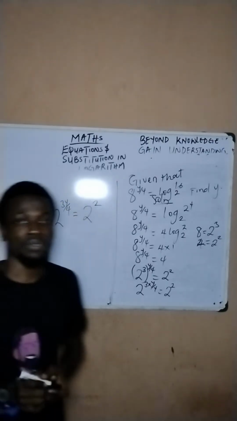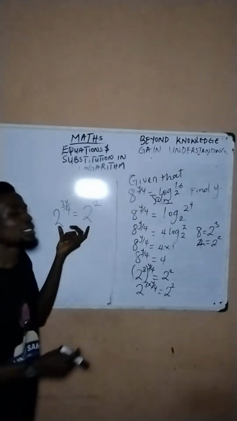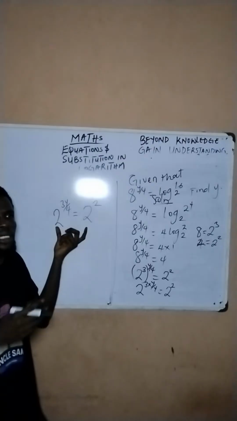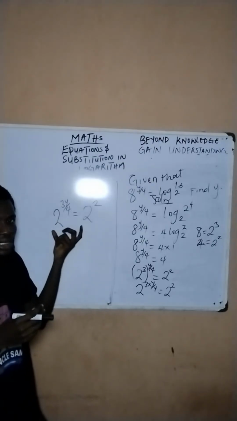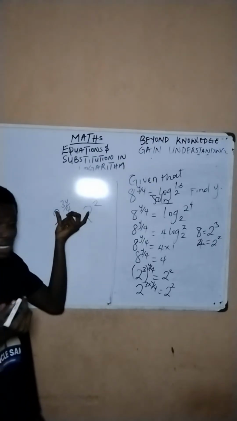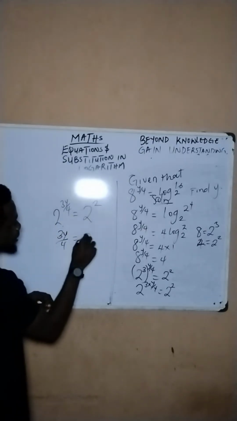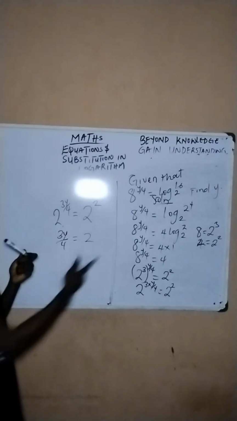Now, according to the laws of indices, if the bases of the expressions on the left and the right hand side are the same, it simply means that their powers are the same. So since the bases are the same, it simply means that 3y over 4 is equal to 2. And then we'll go on to simplify this.